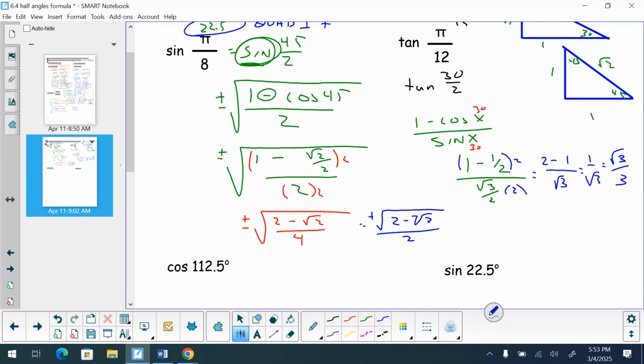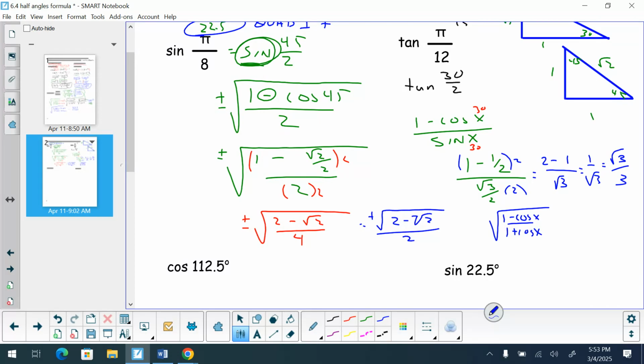The nice thing about this is the positive or negative side will come out in the wash for you, and you won't have to make a decision where you're at. If you use the other formula where we have 1 minus cosine of x divided by 1 plus cosine of x, it's going to give you a radical within a radical.